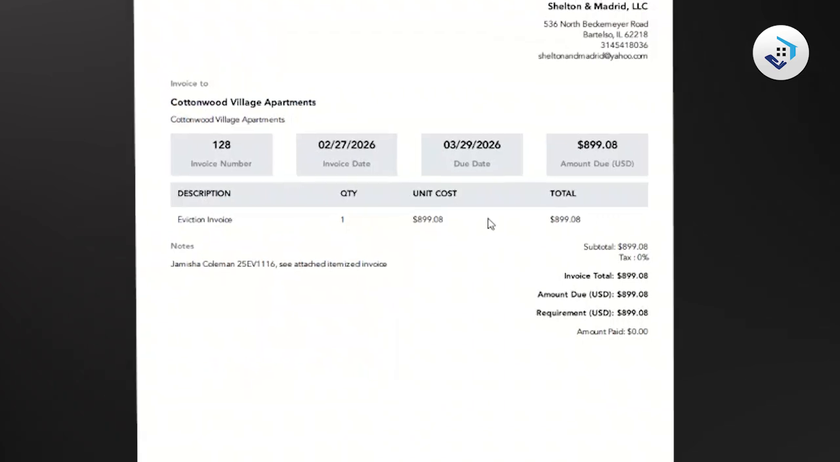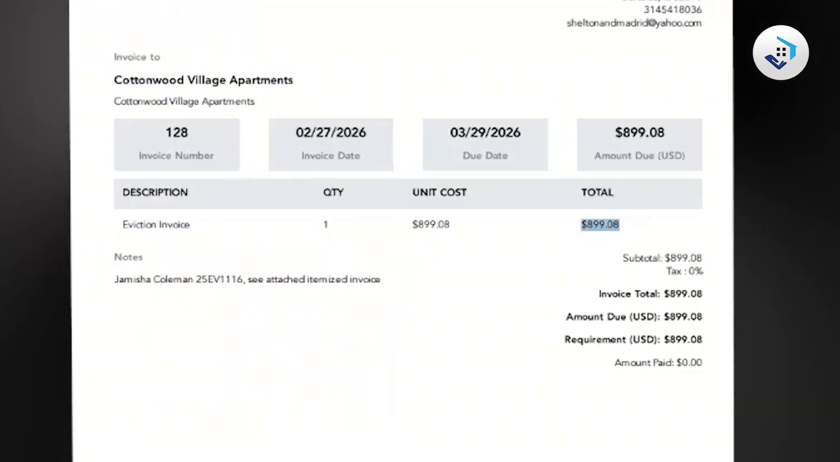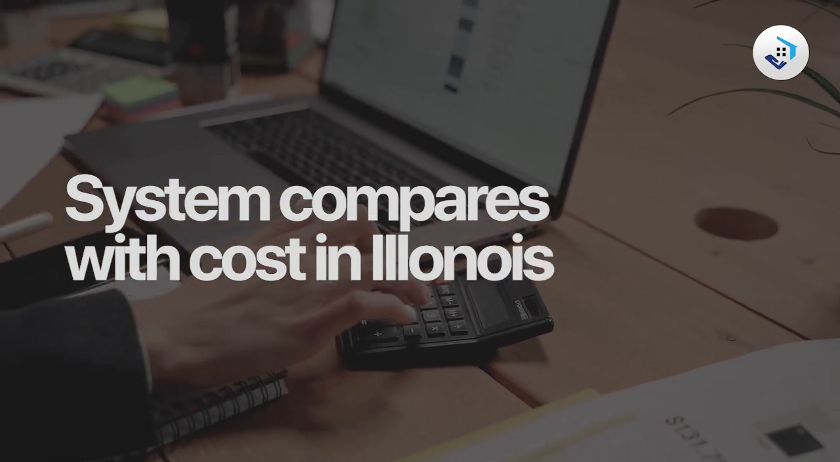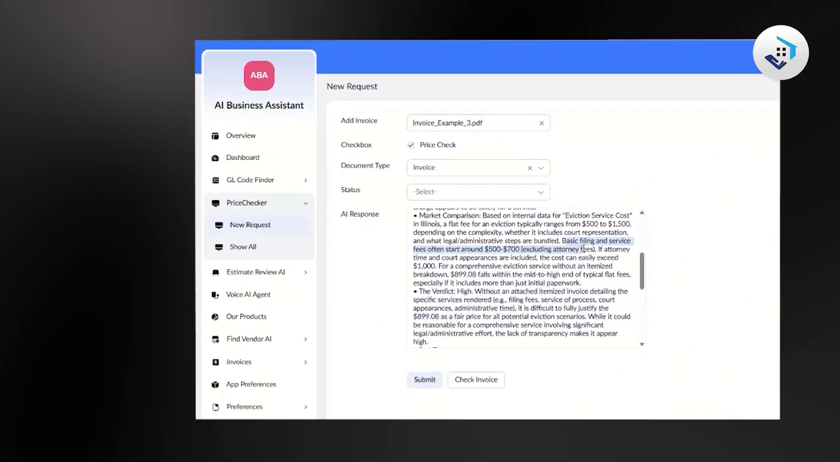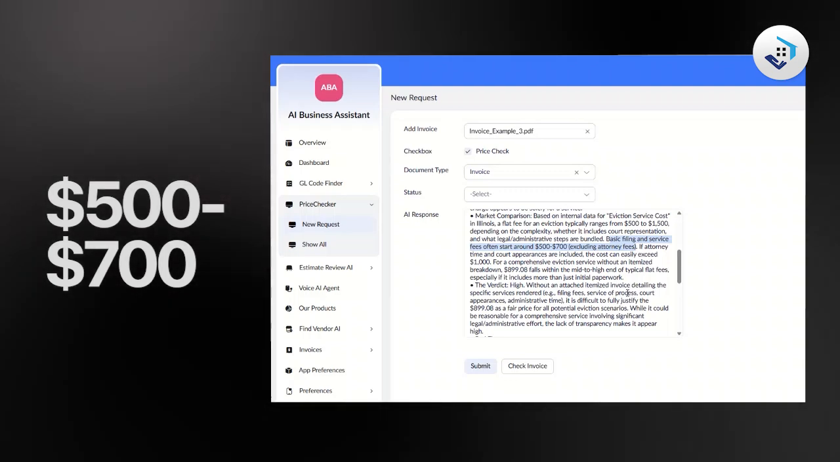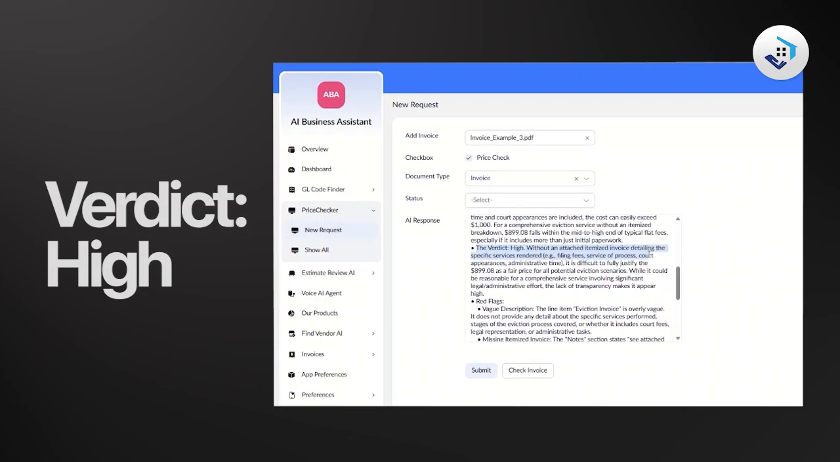Then comes the legal invoice. You upload the $900 eviction charge, and the system compares it with typical costs in Illinois. It finds that similar services usually range between $500 and $700. So here, the verdict is clear. This is on the higher side.